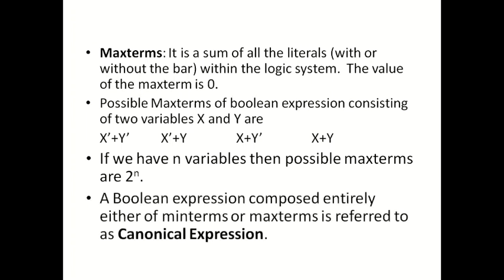Now, a Boolean expression composed entirely either of min terms or max terms is referred to as a canonical expression. Canonical means according to order. Means you can have any Boolean expression. Maybe your expression is neither of min terms nor max terms. But suppose you have a Boolean expression where you have only min terms, or a Boolean expression where we have only max terms.